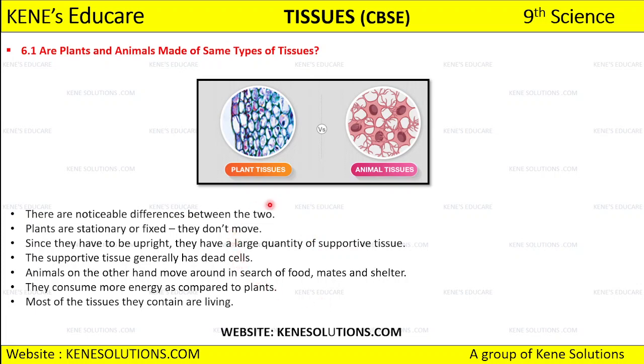So as we were talking on the plant tissue, if you look at plants, then these plants, they are stationary, it means they are fixed, that is they are not moving, right? And since they are not moving, they have to be upright, they have a large quantity of supportive tissue. So what does plant tissue have? They have a large quantity of supportive tissue which is present, and this supportive tissue generally has dead cells.